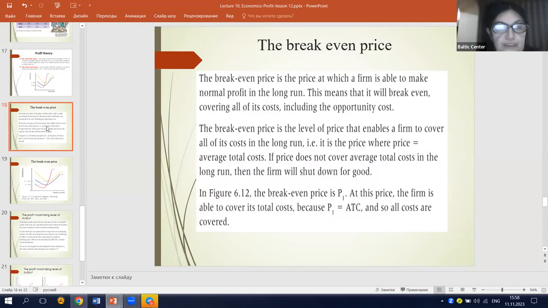Ну, здесь вот как раз описывается, вот, when the break-even price is the price when the firm is able to make normal profit in the long run. This means it will break even, covering all its costs, including opportunity cost.